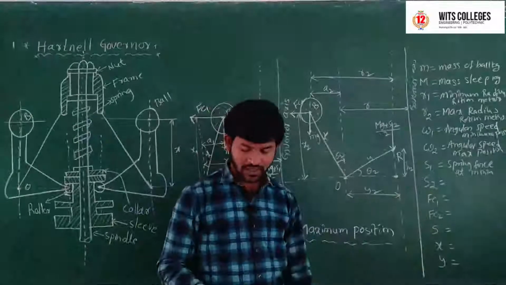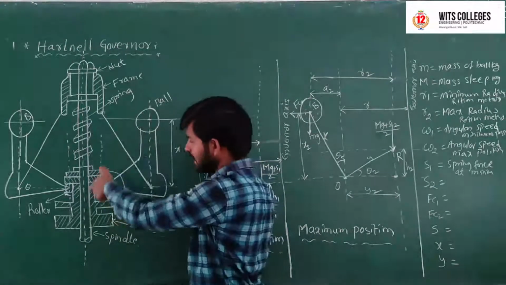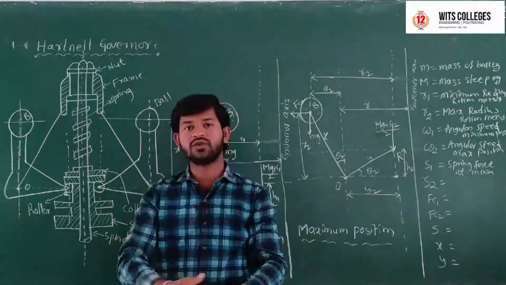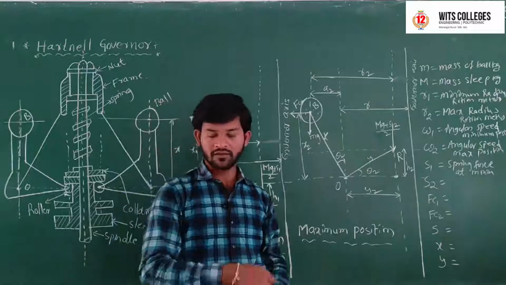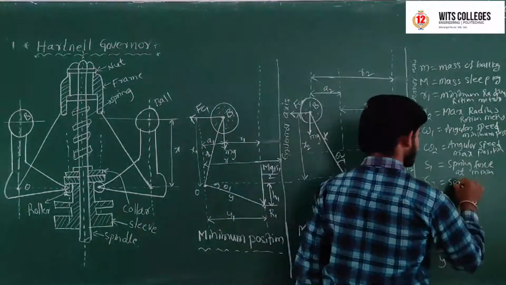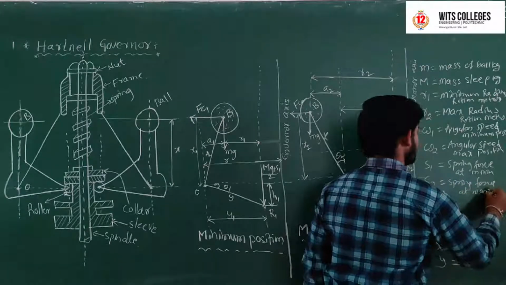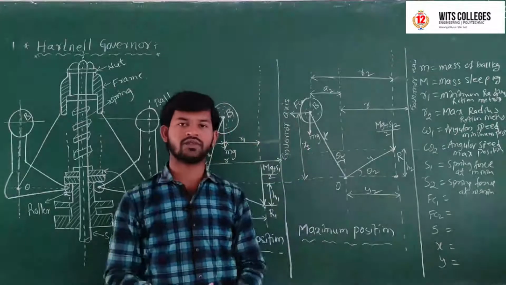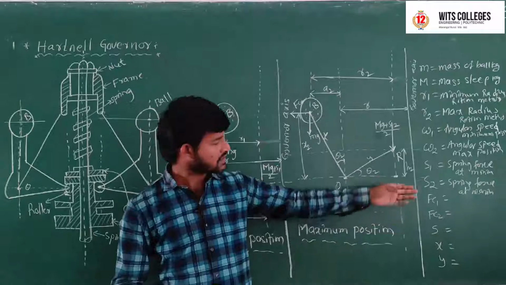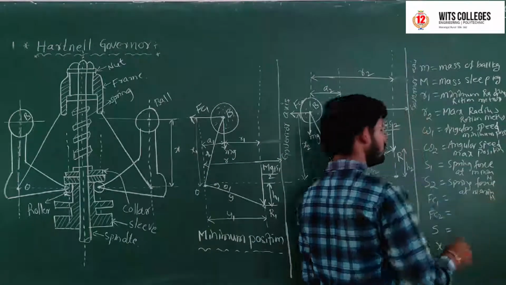And S2 is nothing but the spring force extracted on the sleeve at omega 2, that is, at the maximum position. How much force is extracted by the spring from the sleeve, that is S2. The units will be newtons, and this is also in newtons.